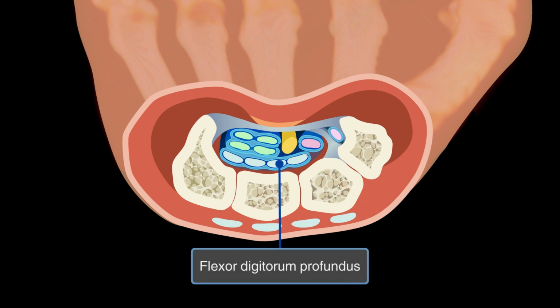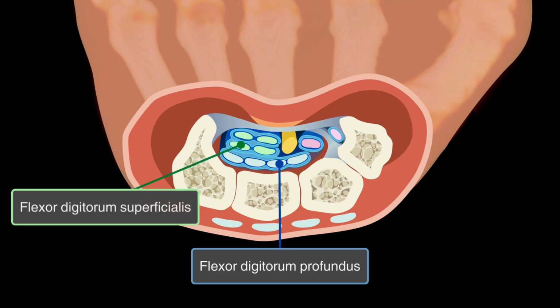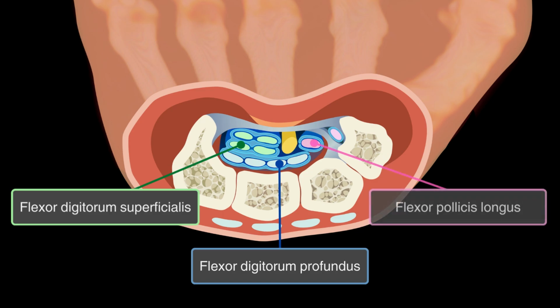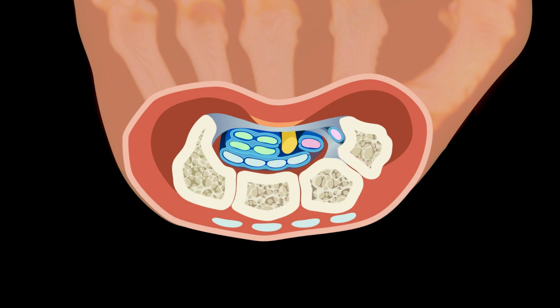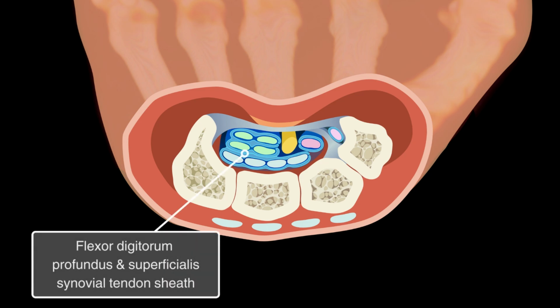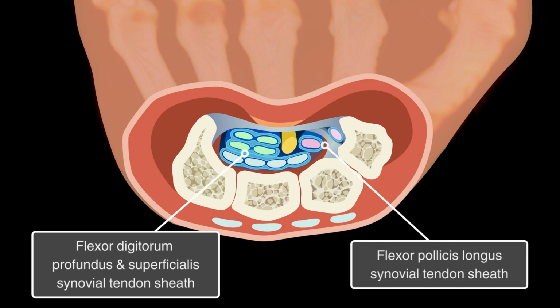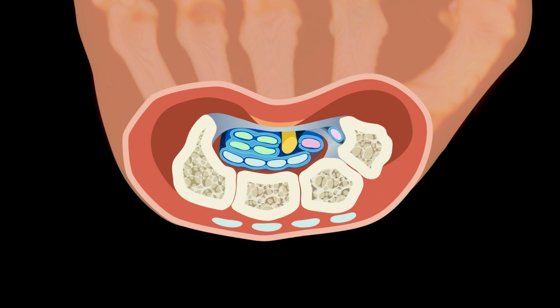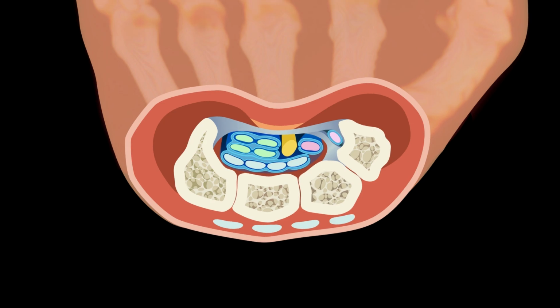The 4 tendons of the flexor digitorum profundus, the 4 tendons of the flexor digitorum superficialis, and the single tendon of the flexor pollicis longus. The tendons can move freely within the carpal tunnel due to their synovial tendon sheaths. One sheath encloses all 8 tendons of the flexor digitorum profundus and the flexor digitorum superficialis, and another sheath encloses the remaining flexor pollicis longus tendon. The median nerve is not enclosed within a synovial sheath.